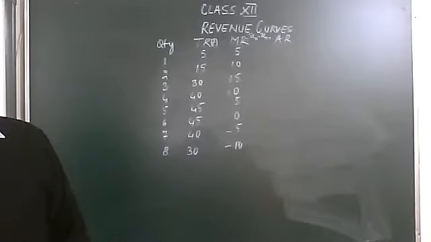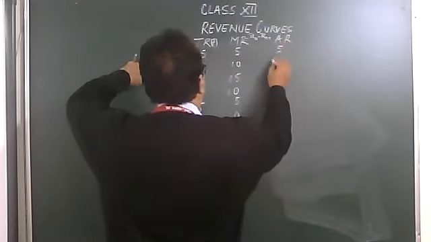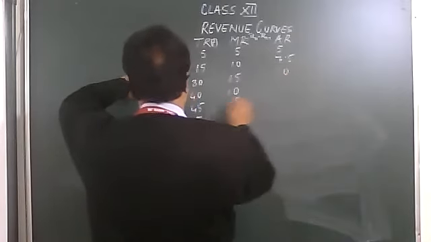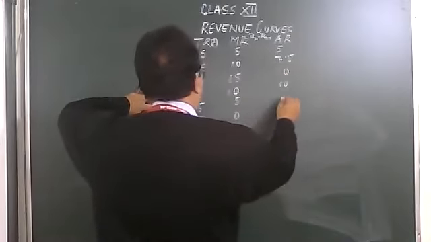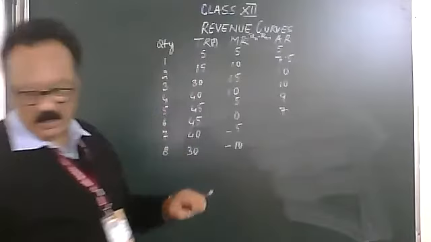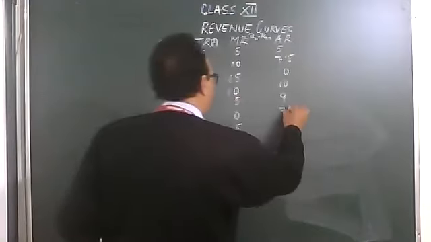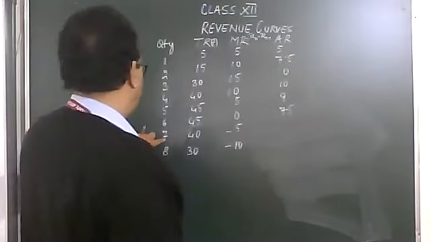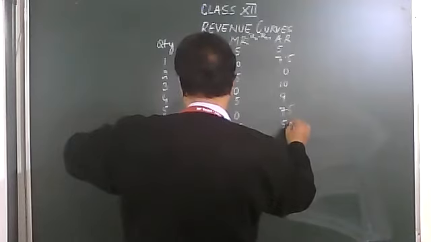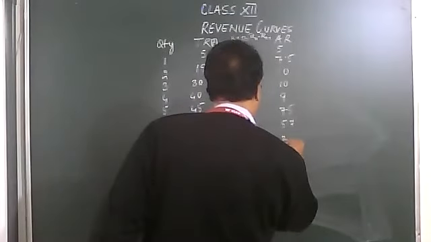AR is TR divided by Q. 5 divided by 1 is 5, 15 divided by 2 is 7.5, 30 divided by 3 is 10, 40 divided by 4 is 10, 45 divided by 5 is 9, 45 divided by 6 is 7.5, and 40 divided by 7 is 5.7, and 30 divided by 8 is 3.75.